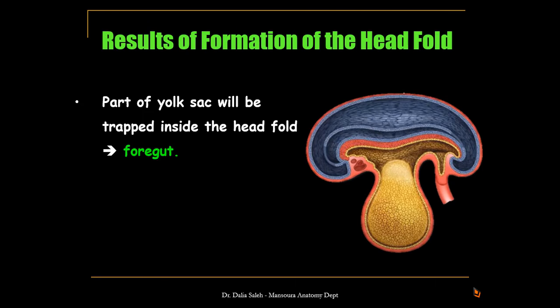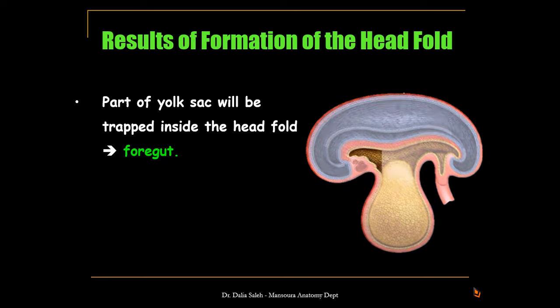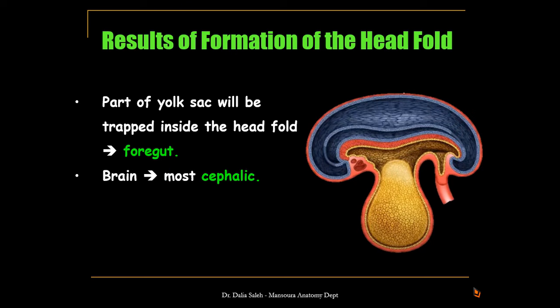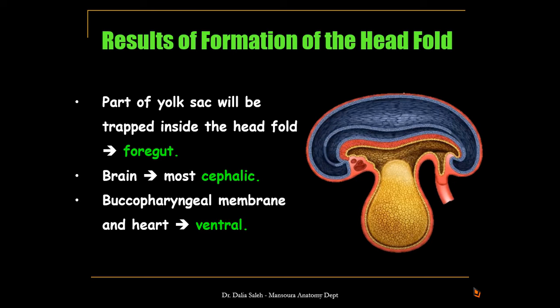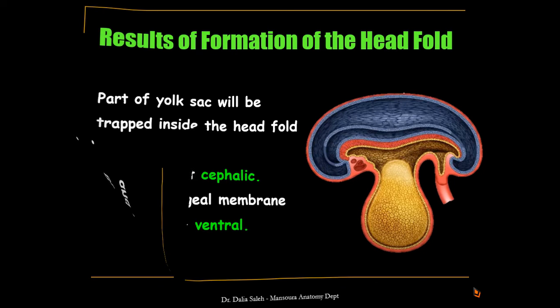After formation of the head fold, part of the yolk sac or the endoderm will be trapped inside the head fold, forming the foregut. The brain becomes the most cranial or most cephalic part of the embryo. The buccopharyngeal membrane and the heart will become ventral.